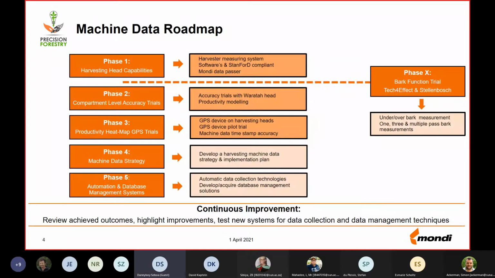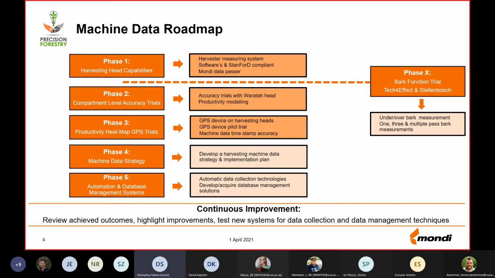So our machine data work is divided into 5 phases. For the first phase, we looked at the harvesting head capabilities. Here we wanted to clearly understand what is actually measured by the harvesting measuring system and what kind of software you find on these harvesting systems, and whether they are StanForD compliant. And here we saw the Mondi parser being developed to be able to access the data.